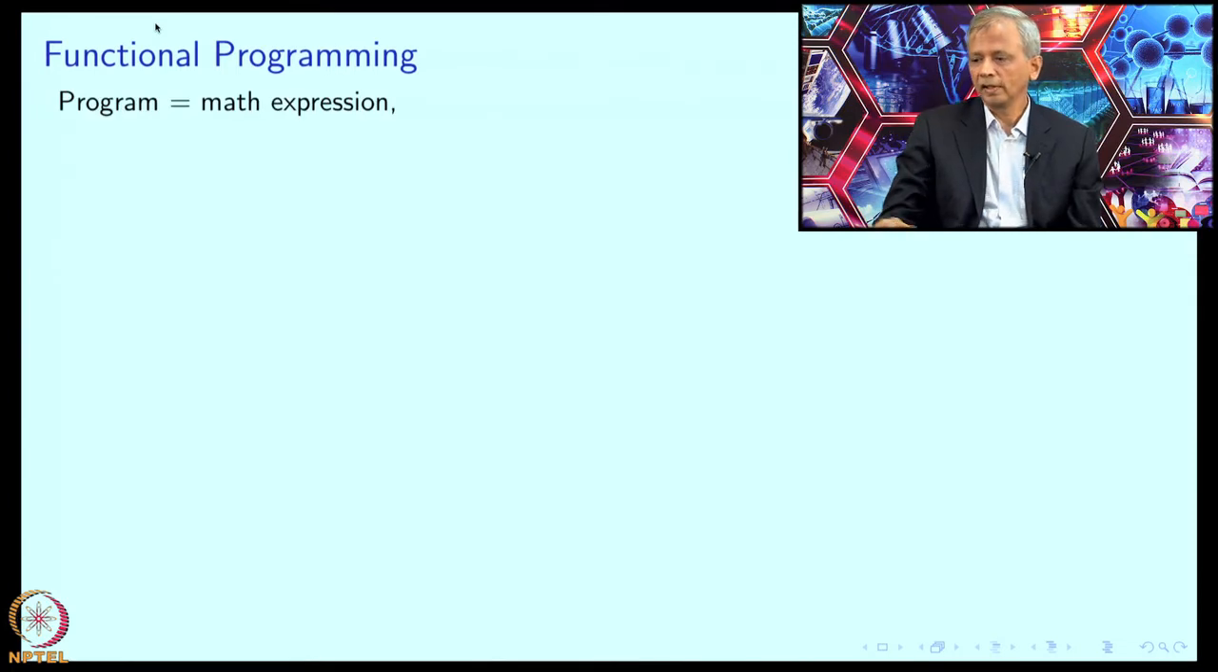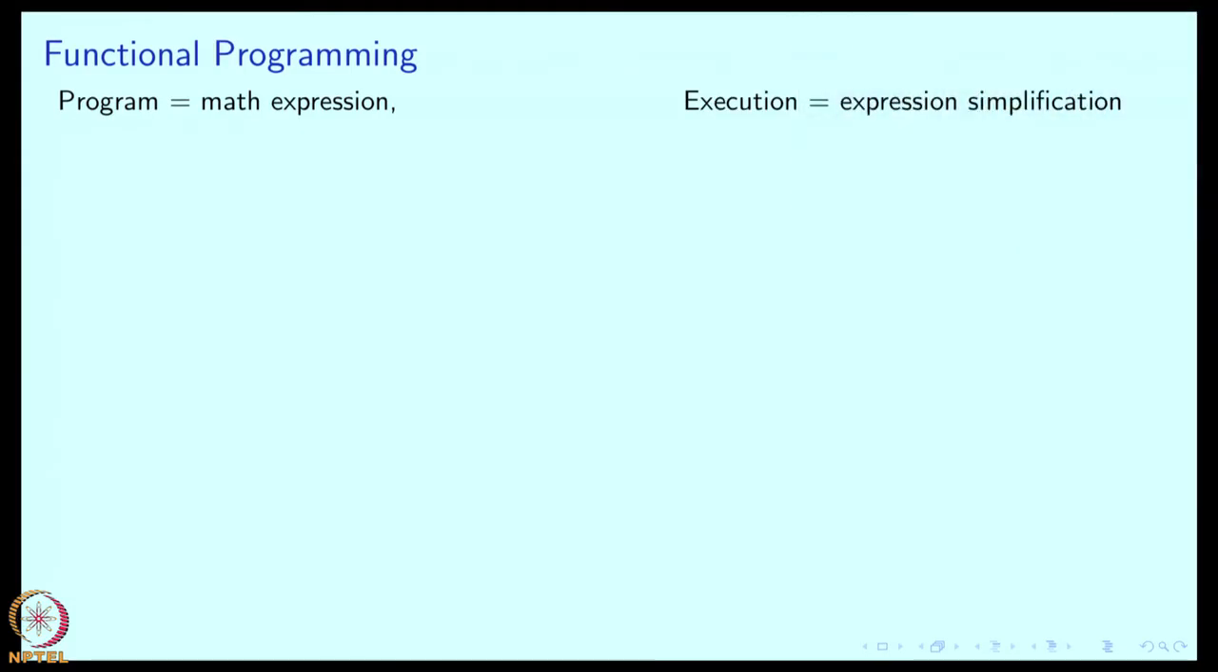In functional programming, a program is a mathematical expression. So just as 1 plus 2 is a mathematical expression, a program is pretty much like 1 plus 2. And execution is expression simplification. So if I have an expression 1 plus 2, I simplify it and make it 3. So something is changing, something is evolving, and that is exactly captured in functional programming, and that is thought of as an execution of a program.